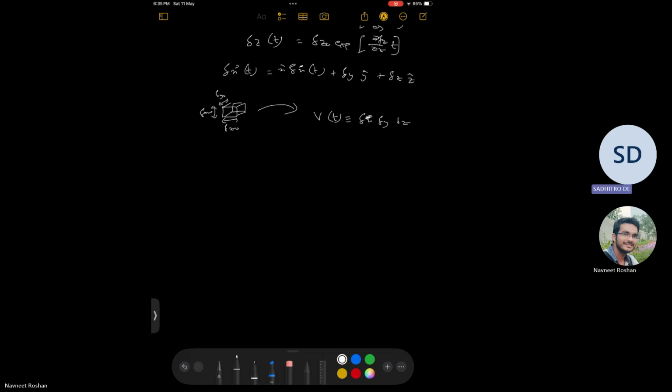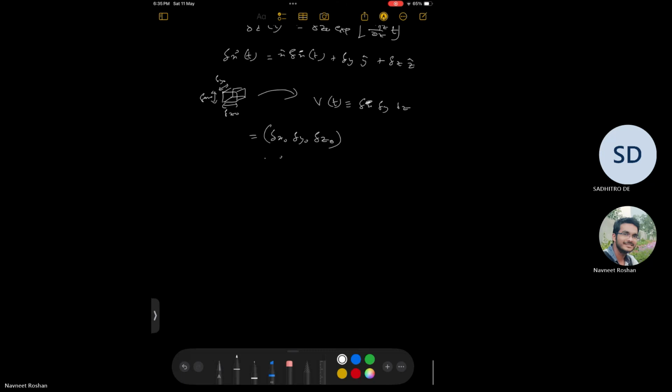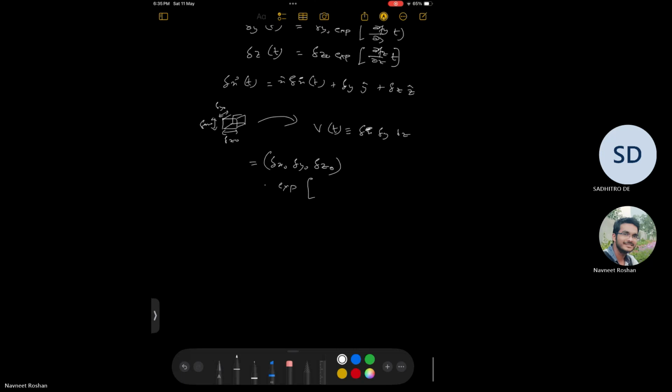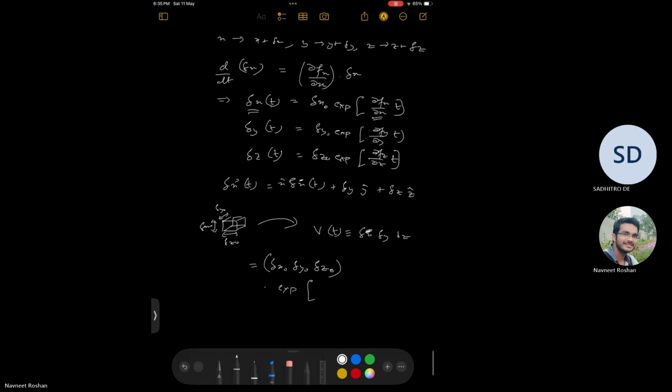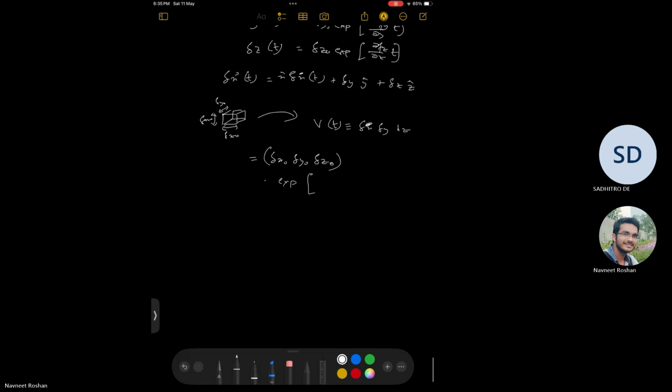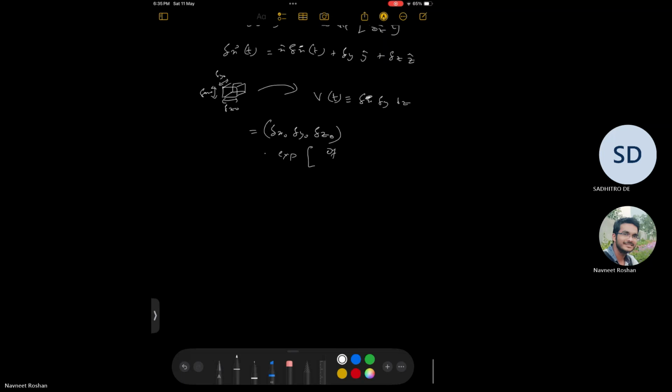And this is nothing but delta x0, delta y0, delta z0 into exponential of del fx del x plus del fy del y plus del fz del z. So this is what we had seen before.